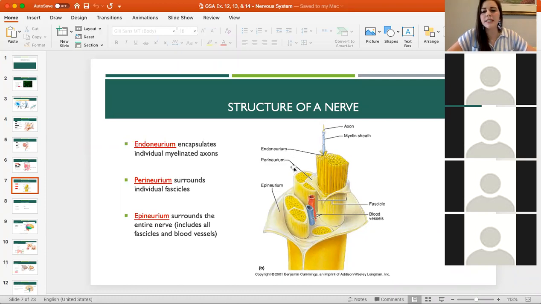And then we're going to see a bunch of fascicles bundled all together, as well as some blood vessels, all bundled together, and that's going to be covered with the epineurium, which is going to make that entire nerve. So you definitely want to understand those terms, as well as the figure.